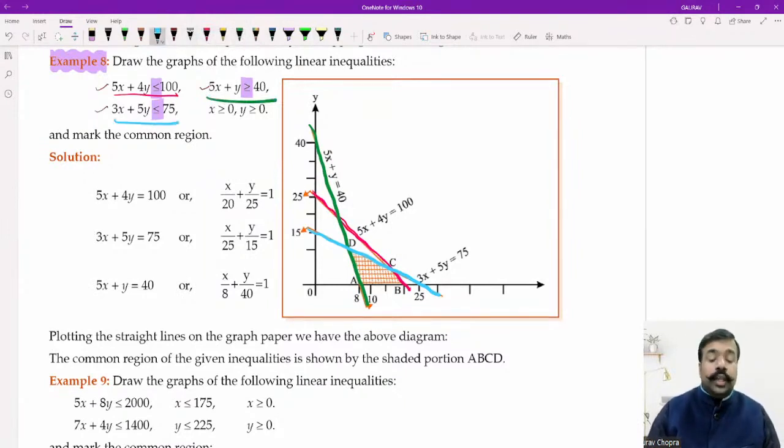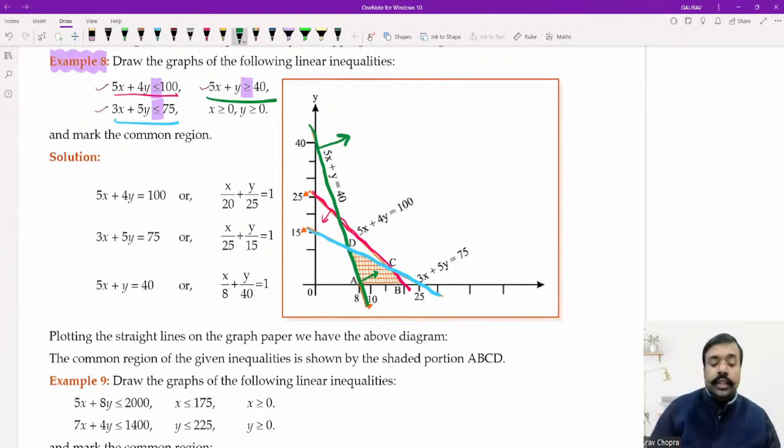Now for the red one, the first equation, it is less than or equal to 100. Since it is less than or equal to 100, this red color will move inside. You can see this red will be moved inside. Then 5x plus y greater than or equal to 40, that means the green one. This green one will go outside, that is, away from the origin.